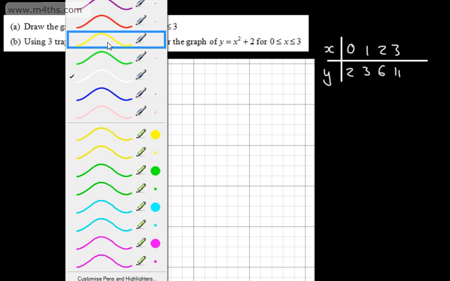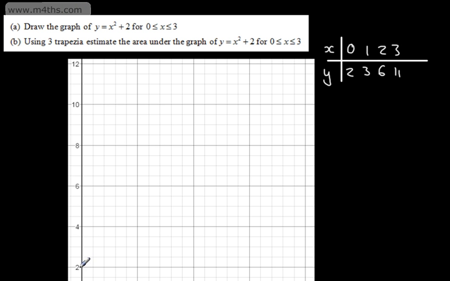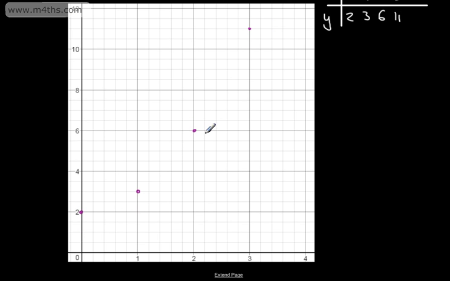So our first one here is going to be 0, 2. Then we're going to have 1, 3, which is going to be just here. We're going to have 2, 6, which is going to be just here. And we're going to have 3, 11, which is going to be just here. What we have is a parabola. We have a sweeping curve. So unlike before, and this is only going to be as good as my hand can do on this particular tablet, remember a parabola, a quadratic graph, is a sweeping curve. It's not a collection of lines. It's a nice sweeping curve through these points.